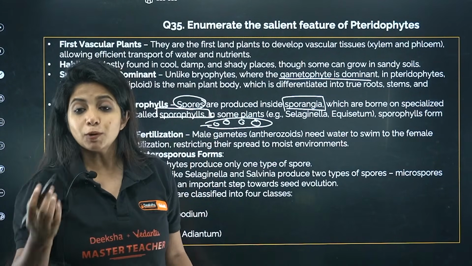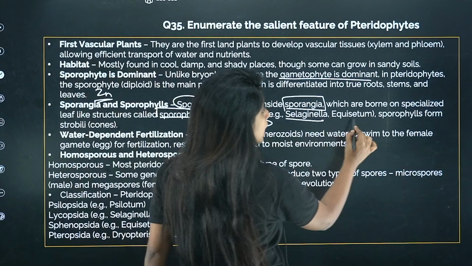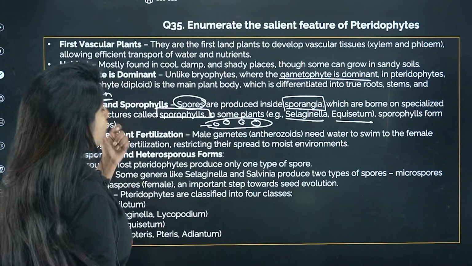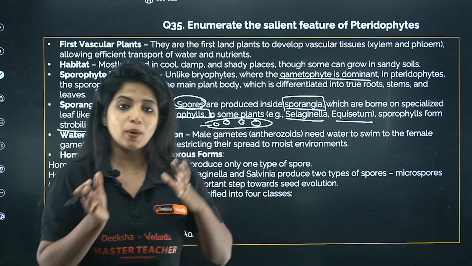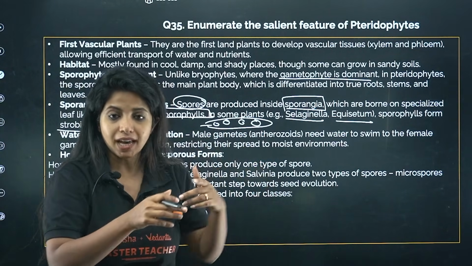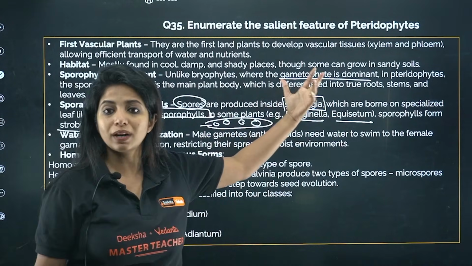You have spores. Spores. And this is what is found in Selaginella, Equisetum and things like that. Sporophylls form strobili as well as cones. So as of now you saw leaf-like things, right? That was happening in Selaginella as well as Equisetum.